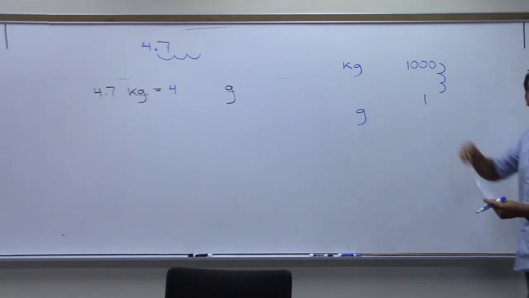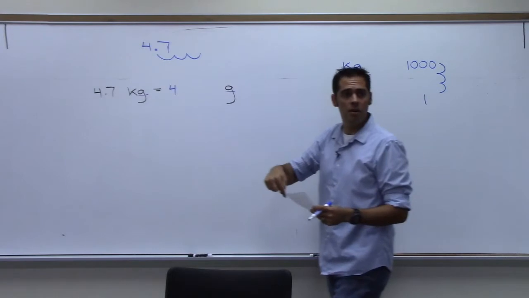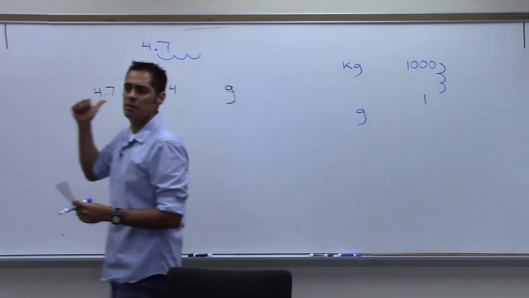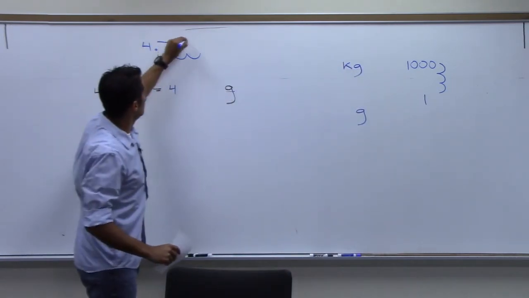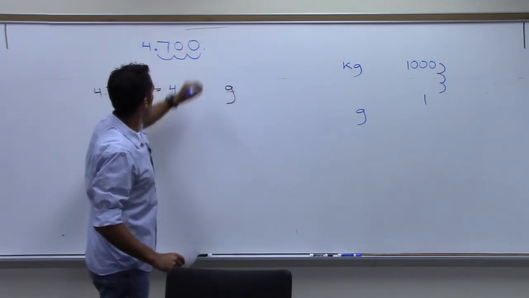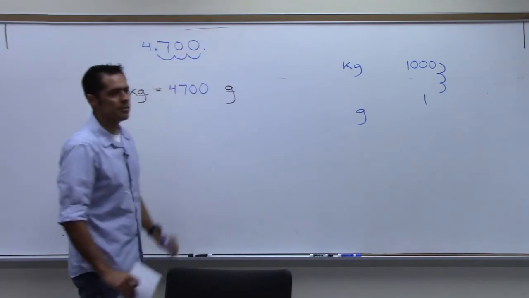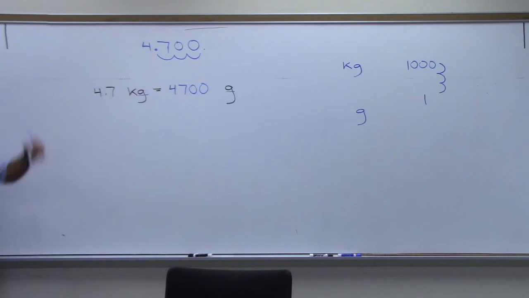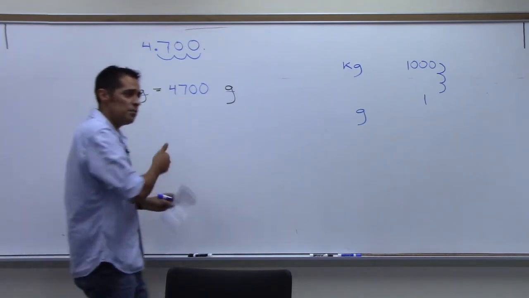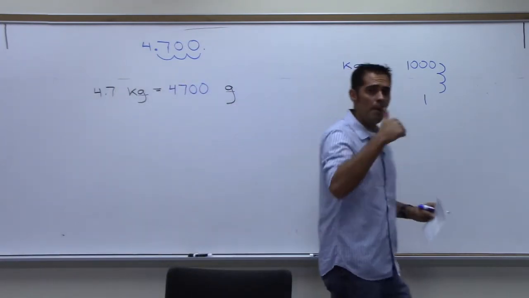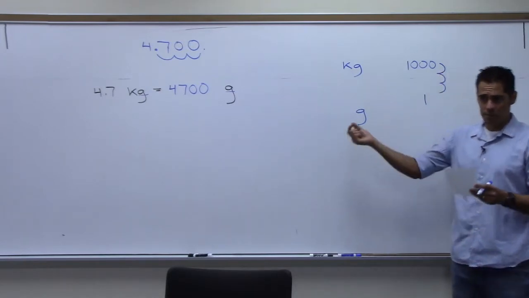And since you move down on the chart, you're going to move your decimal point to the right. So you go 3 places to the right, and the answer is 4,700 grams. So if you go down on the chart, the decimal place moves to the right. If you go up on the chart, the decimal place is going to move to the left.